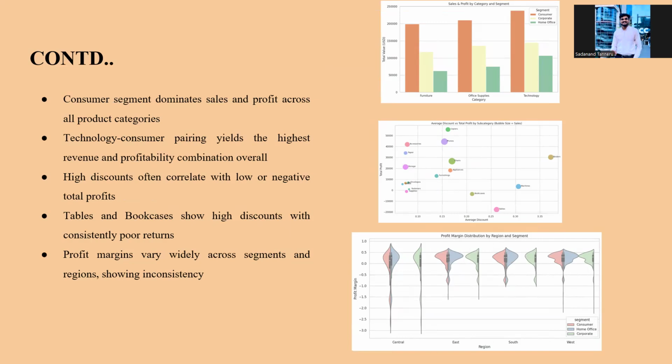So in this slide, a segmented bar and bubble plot indicates that technology combined with the consumer segment is the most profitable. The presenter focuses on mentioning that poor profitability in some categories, such as tables, is even accompanied by high discount rates. The profit margin is also imbalanced in each region and segment, and generally inconsistent in the respective operational efficiency.